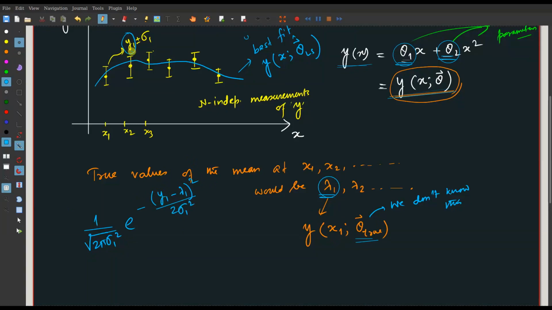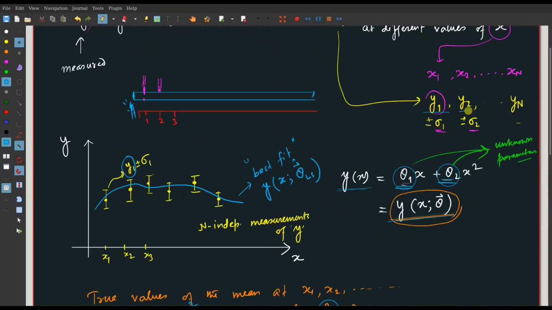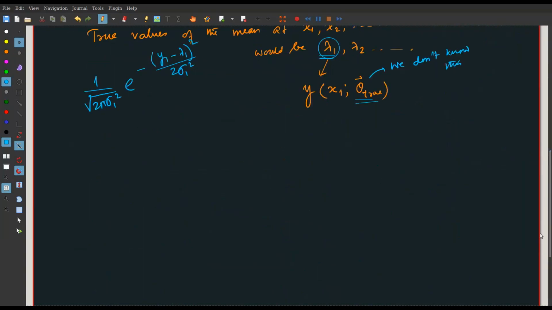Okay. Now we have actually observed this y1, y2, and so on up to yn. So what is the combined PDF for that? Since these are independent measurements, the combined PDF for all these measurements will be given by this.